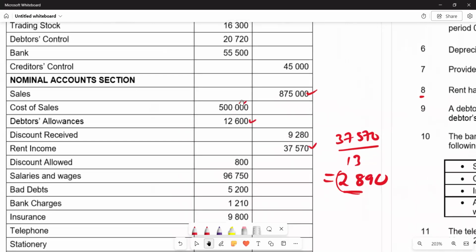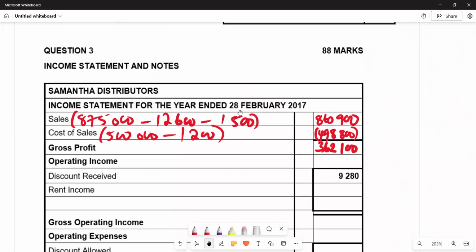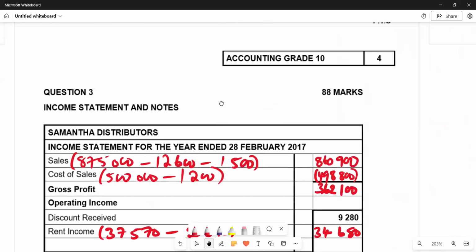So here we go to the answer section. For rent income, we are now saying in brackets, we calculate it as 37,570, and then we subtract 2,890. And then the figure that we are going to get is 34,680. And then obviously we now check if you have got any other income that we have in the question.